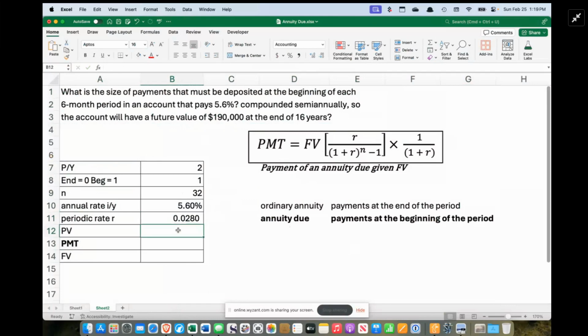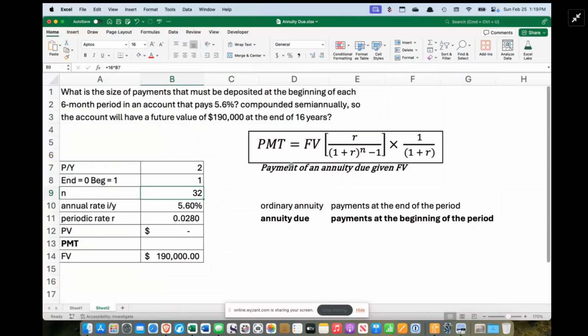There's no present value. We don't have any numbers right now. Now we're trying to solve for the payment, so that's going to be our blank. But we do know our future value. Our future value is $190,000. So what we're trying to do is get to $190,000 by putting in payments at the beginning of the 6-month period. We do that at the beginning of each 6-month period for 16 years, so 32 payments. So what does it take? Well, we're going to have interest along the way, and that's going to help us.